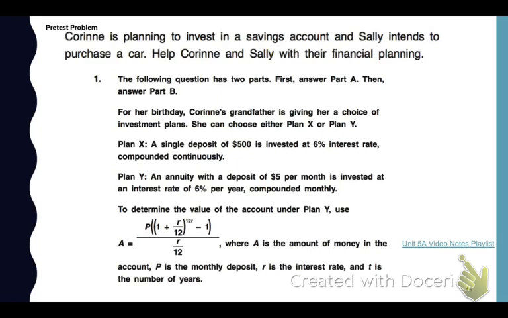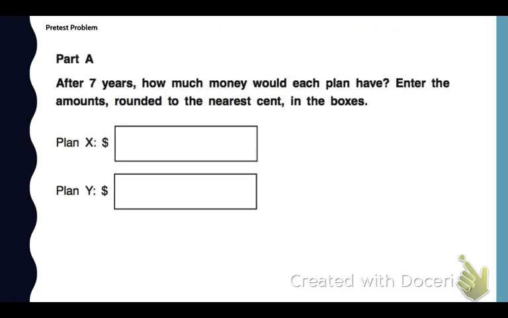So read through the information. I'm not going to read this out loud to you. Pause the video, read through it, and then let's look at parts A and B. So part A says, after 7 years, how much money would each plan have? Enter the amounts. Round to the nearest cent, which is the second decimal place in the boxes.